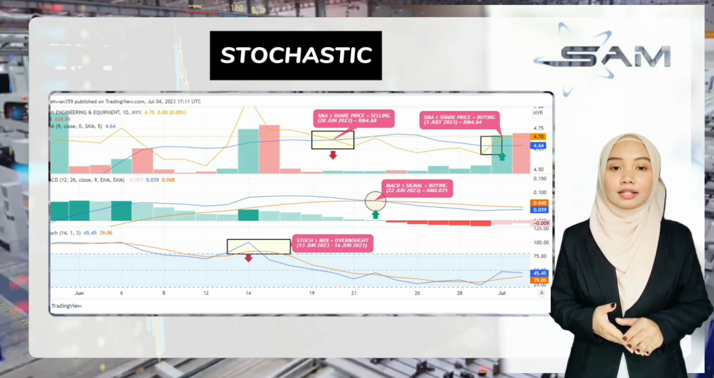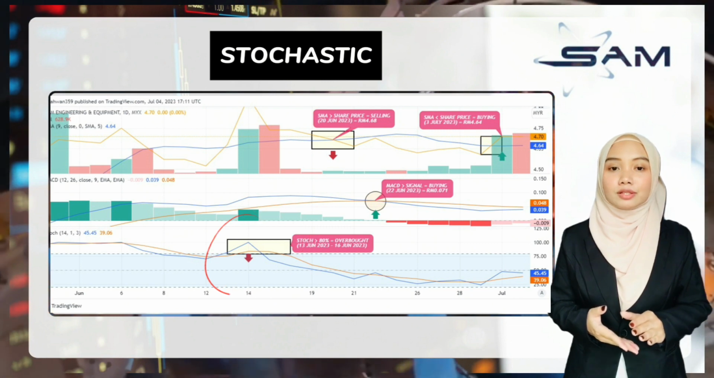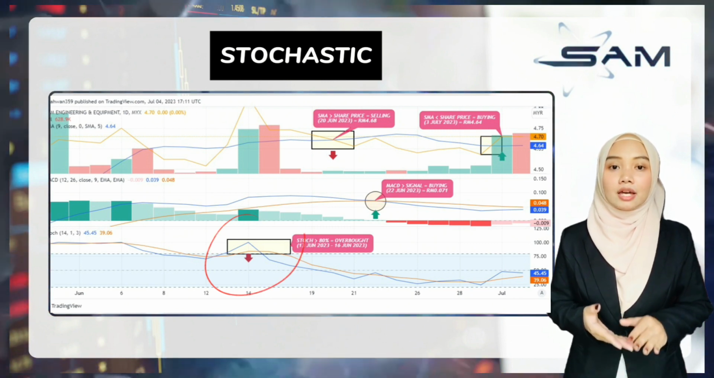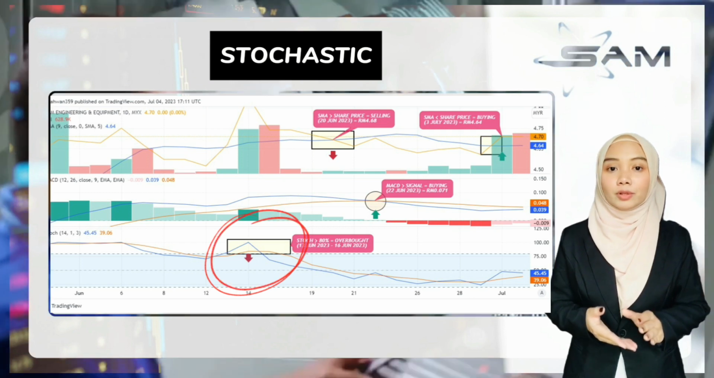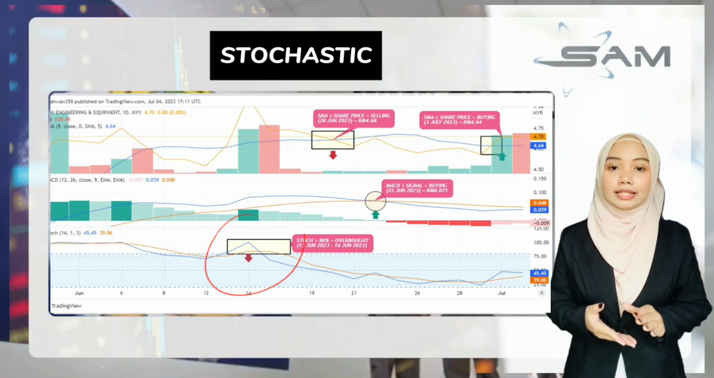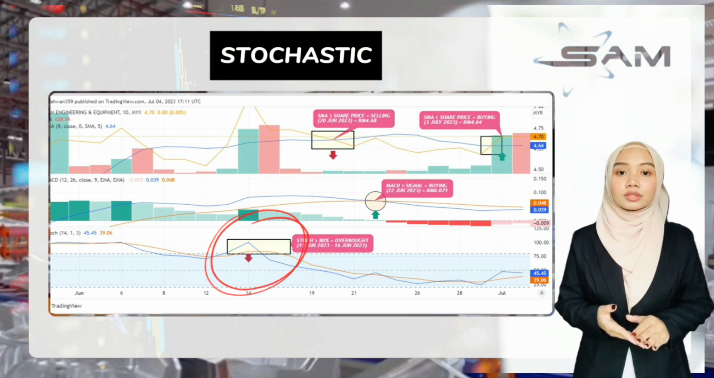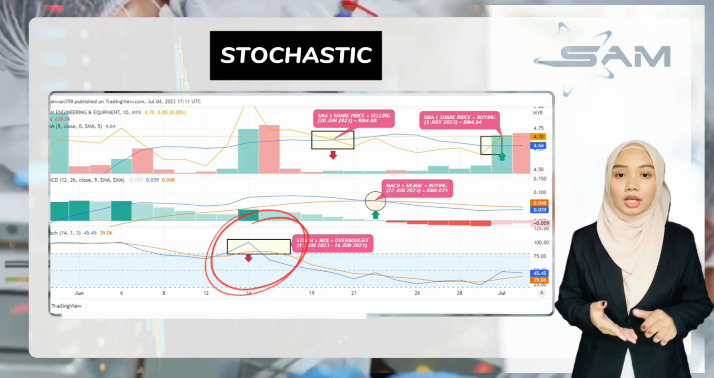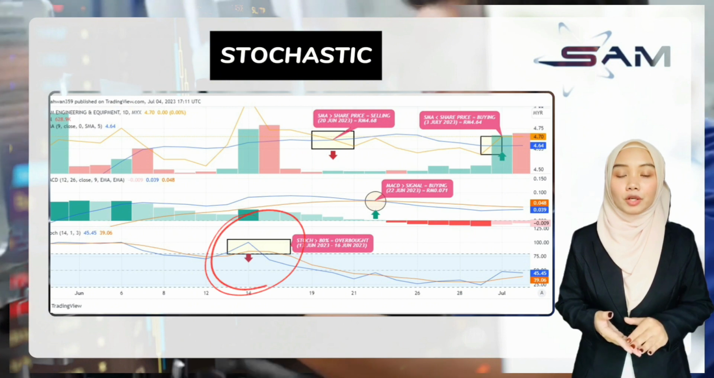Thirdly is stochastic. On 13 June 2023, we can see that the K line crossed over the D line when it was in the overbought region, which is over 18, indicating that it will continue to rise until 16 June 2023 when it peaked at the overbought region.